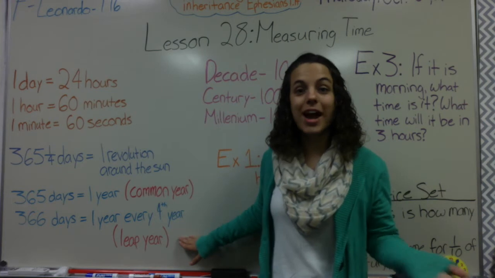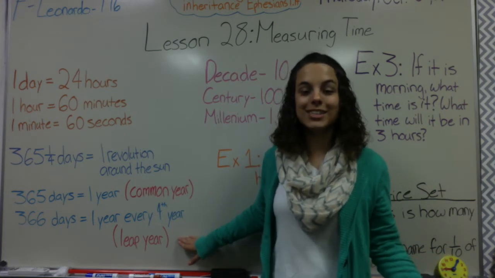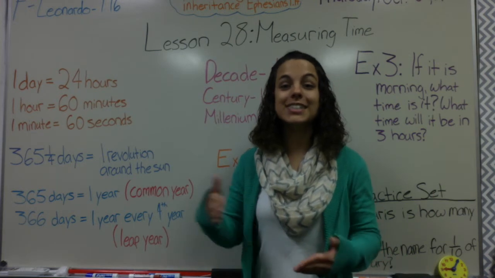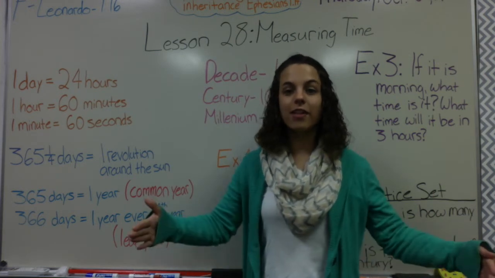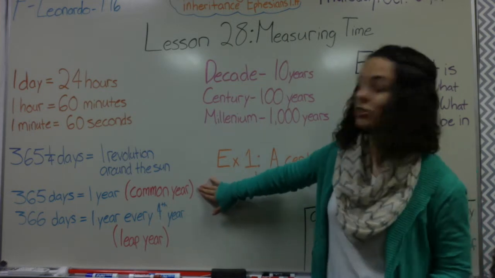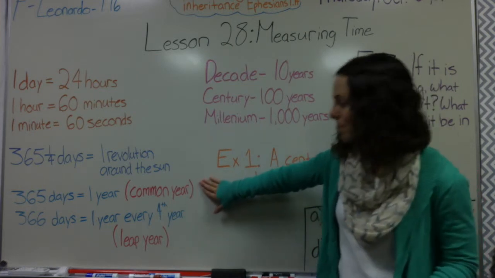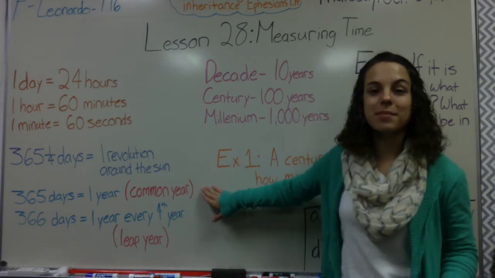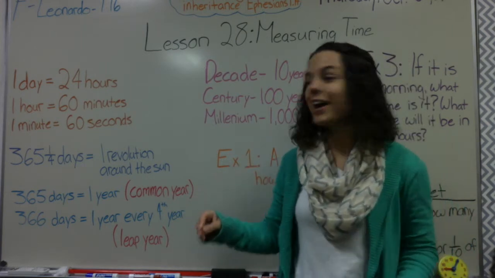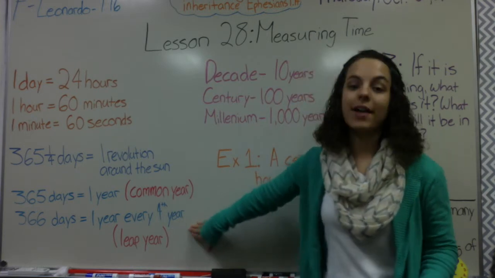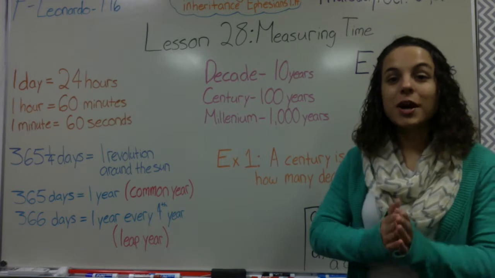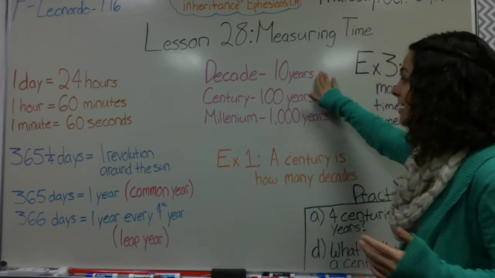Now, fortunately, we actually have a leap year coming up in 2016. 2016 will be a leap year, meaning we'll have 366 days in the full calendar year. This year, in 2015, we have 365 days. So that's what's called a common year. So within 3 years in a row, we have what's called a common year, and then every 4th year, we have a leap year.